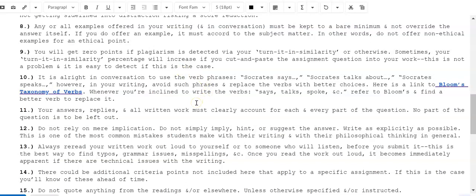10, it is all right in conversation to use the verb phrases Socrates says, Socrates talks about, Socrates speaks. However, in your writing, avoid such phrases and replace the verbs with better choices. Here is a link to Bloom's taxonomy of verbs. Whenever you're inclined to write the verbs says, talk, spoke, etc., refer to Bloom's and find a better verb to replace it. So let's click on this.